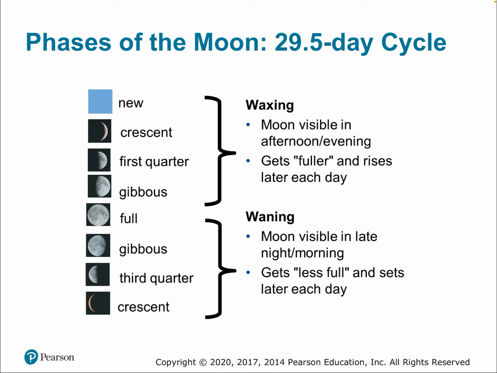Okay? So in summary, we have the new crescent, first quarter, and gibbous phases, which are all waxing when the moon is visible in the afternoon and the evenings, and it gets fuller each subsequent day. Then we have the phases full, gibbous, third quarter, and crescent, where the moon is shrinking or waning, and the moon is visible in the late night or morning, and it gets less full with each day and sets later.